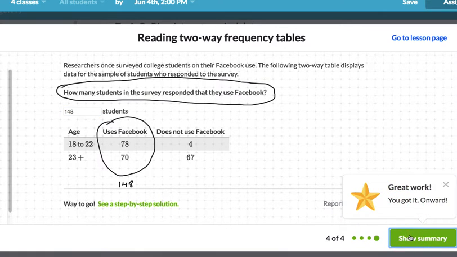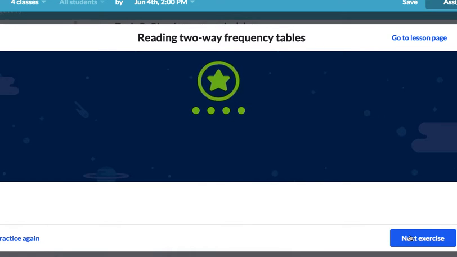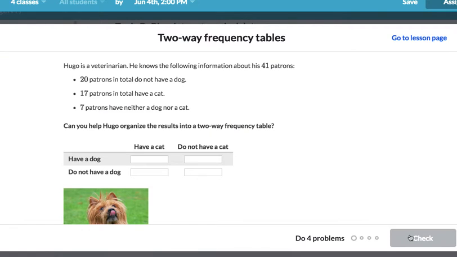So there we have it. There's reading two-way frequency tables. Let's move on. The next exercise in this set is two-way frequency tables. So we've already learned how to read them. Now we need to learn how to construct them.